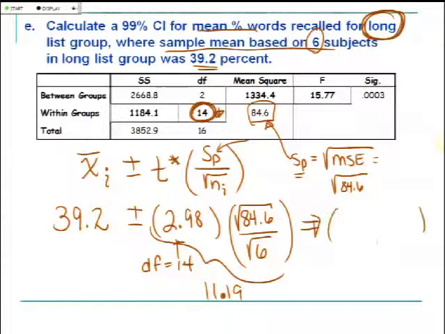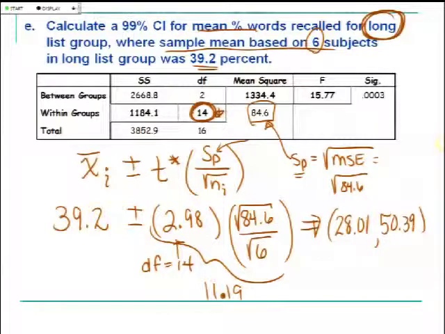So for the bounds of my interval, I would estimate that the percentage of words recalled on average for subjects getting that long list to be anywhere from 28% all the way up to a little over half. I would have to support that there could potentially be a majority of words recalled, even though in the sample there were not. It did extend past 50%.